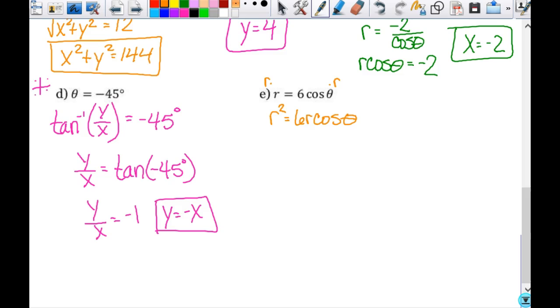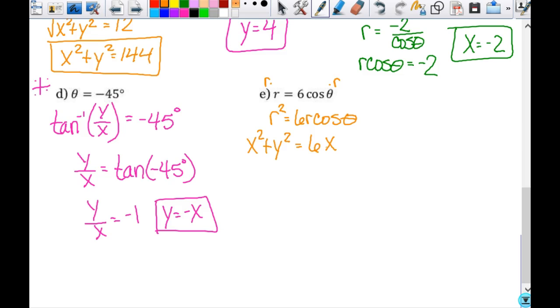Everybody with me so far? Now, what can I substitute in for r squared? X squared plus y squared. Good. So this can become x squared plus y squared equals 6 times what? X. Okay. So what do you think this is going to graph? X squared plus y squared. What kind of thing does that normally graph? A circle, right? So it's going to graph me a circle, but I've got to fix the form here.